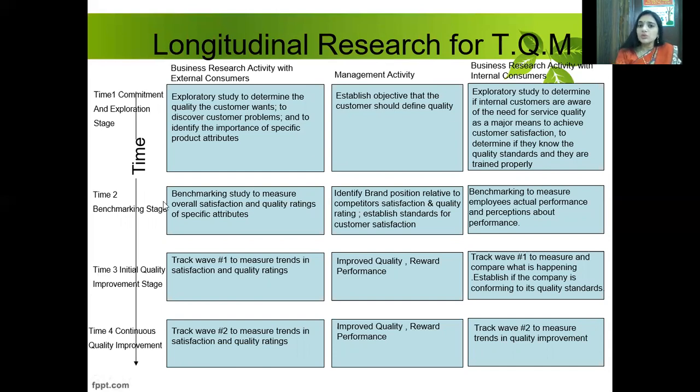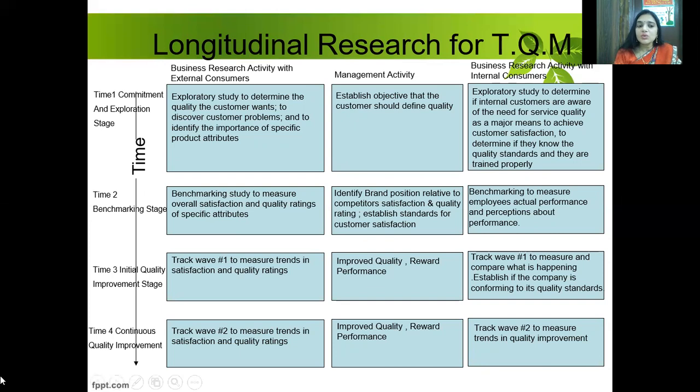Second stage of total quality improvement is benchmarking stage. You will be benchmarking, or say you will be setting some standards to measure overall satisfaction and quality ratings of specific attributes of the product. And when it comes to management level, identify brand position relative to competitor satisfaction and quality rating, or you can establish some standards for customer satisfaction. When it comes to internal consumers, for example, employees, benchmarking to measure employees' actual performance and perceptions about their performance.